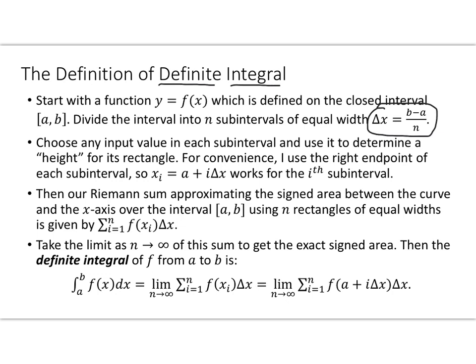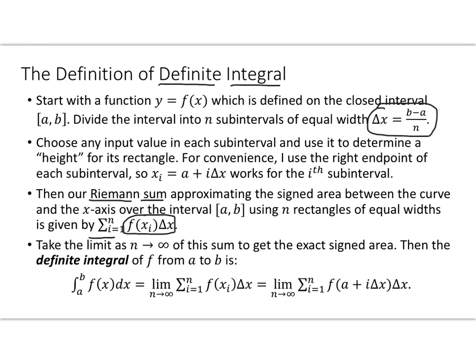So then, once we know what our bases are, namely these delta x's, and once we know what our heights are, these f of x sub i's, then we can multiply f of x sub i times delta x to get the area of one of these little rectangles. And then to form the Riemann sum, that is, this sum that approximates the signed area, we just add up the areas of all the little rectangles we've created.